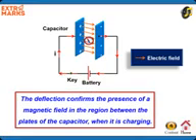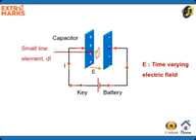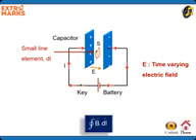Now let us study the case of a closed loop placed between the plates of the capacitor. Consider a closed loop placed between the plates of the capacitor with its plane parallel to the plane of the plates and bounding a surface S. There exists a magnetic field at all points on the closed loop, which, in accordance with Ampere's circuital law, is given by the expression shown on the screen.